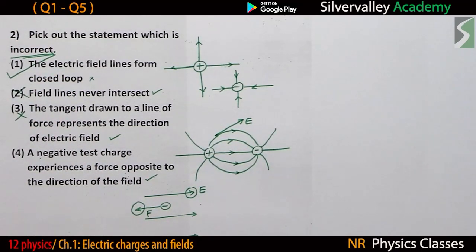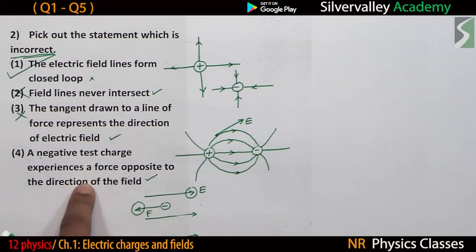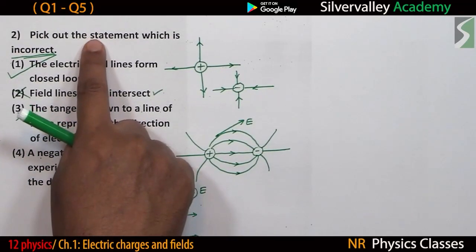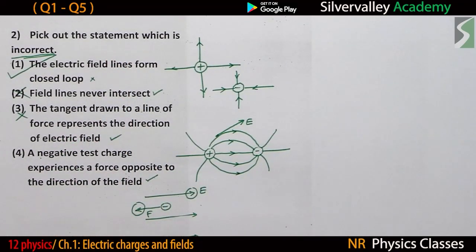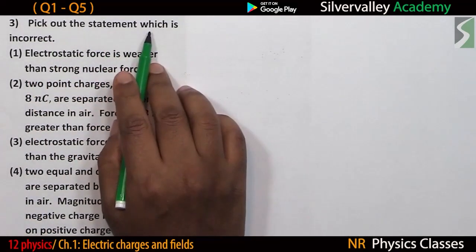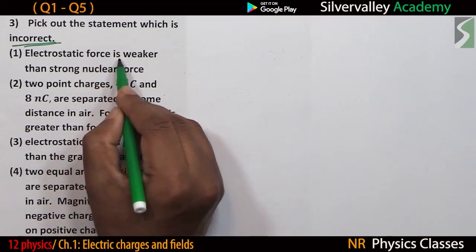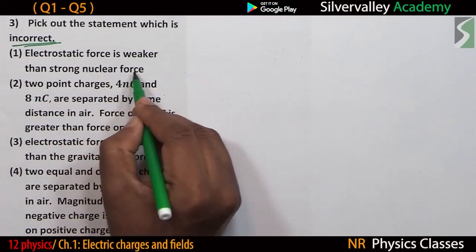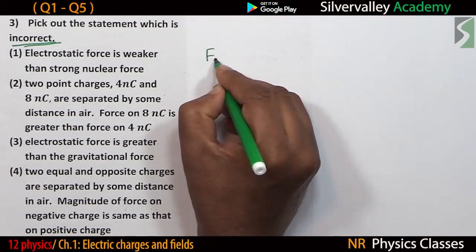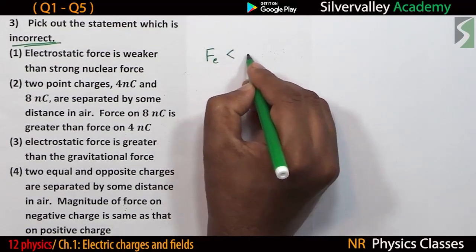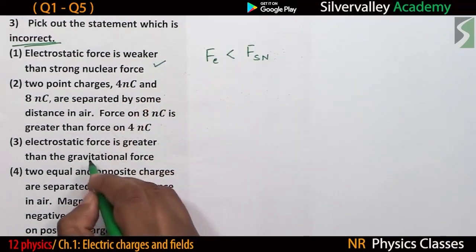Students, you should also observe this. There are so many statements. To read and identify the answer, we need more than 1 minute. But in most of the exams, in 1 minute we have to solve the question. Pick out the statement which is incorrect. Again, incorrect statement. Electrostatic force is weaker than strong nuclear force. Yes, electric force is always weaker than the force due to the strong nuclear force. So the statement is correct.